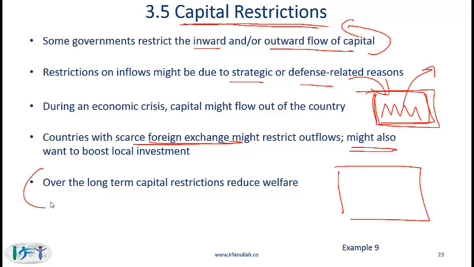As I alluded to earlier, overall, in the long term, capital restrictions tend to reduce welfare. I don't think we need to get too detailed into this area, but as long as you recognize these main points, you are in good shape. If you do want some more detail, I would suggest you read example 9 in the curriculum.